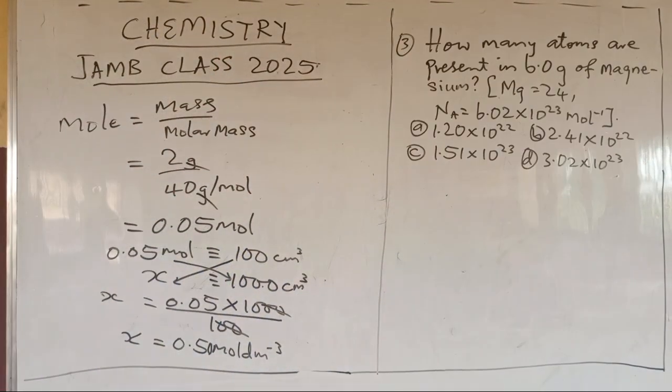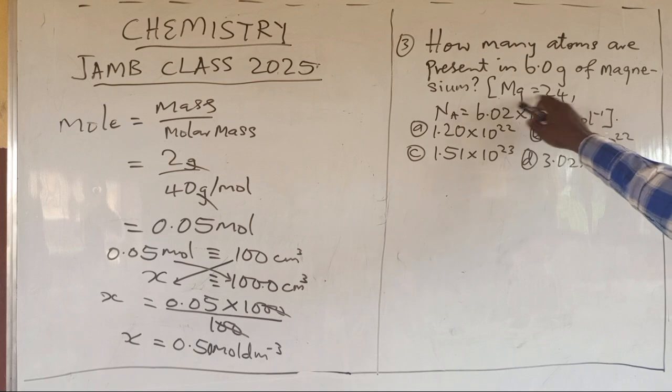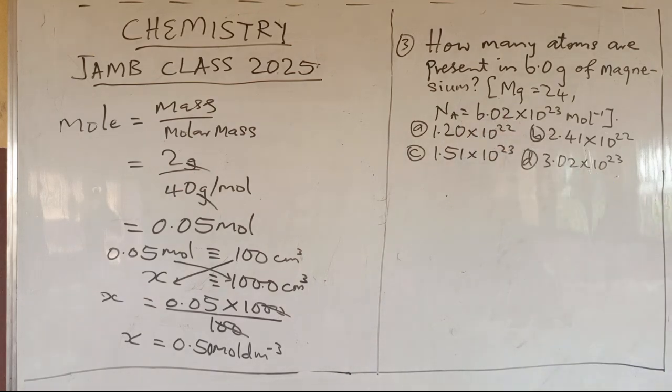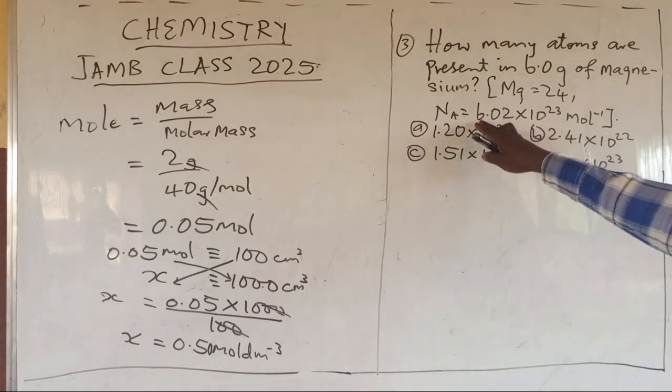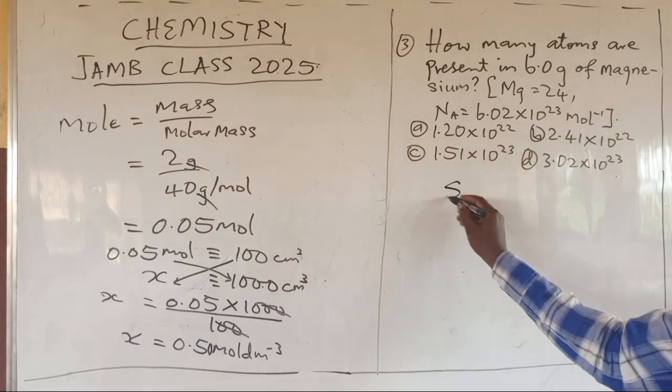Okay. Question number 3. How many atoms are present in 6.0 gram of magnesium? They have given you the mass of magnesium, atomic mass to be 24. They have given you the constant to be 6.02 times 10 to the power 23 per mole. So these are the options. Let's see. Solution.